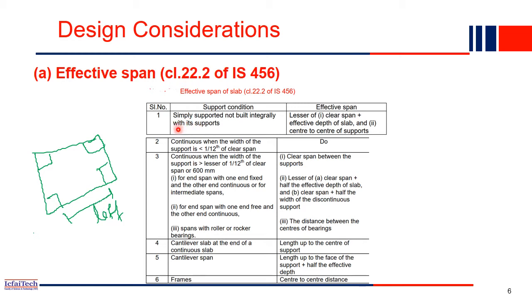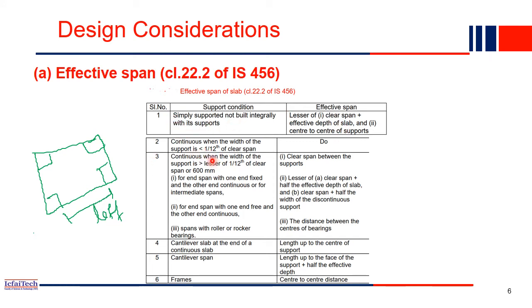So if you are designing a simply supported slab, but not built integrally with the support, in that condition the effective span is the lesser of the clear span plus the effective depth of the slab, or the center to center distance of the supports. So whichever is less, that will be the effective span. That is for the first case.